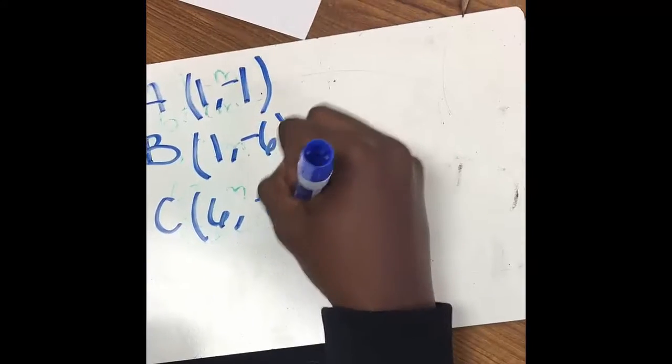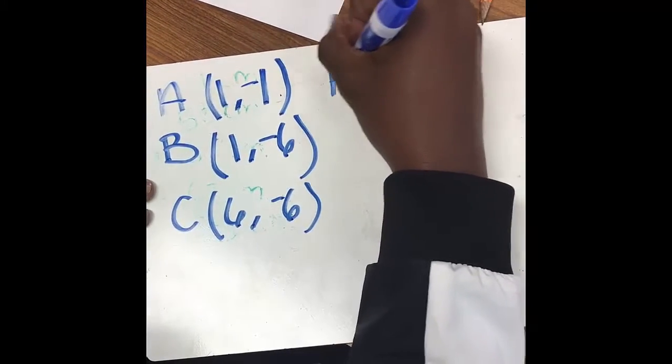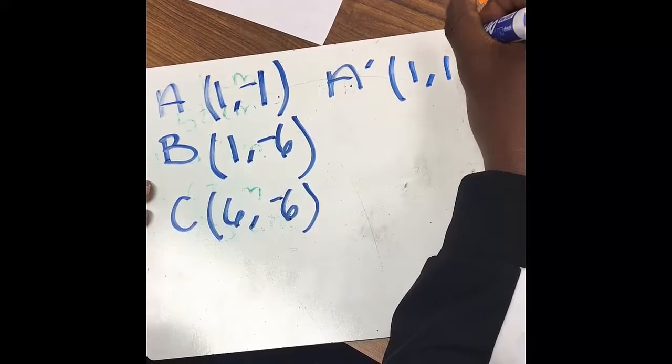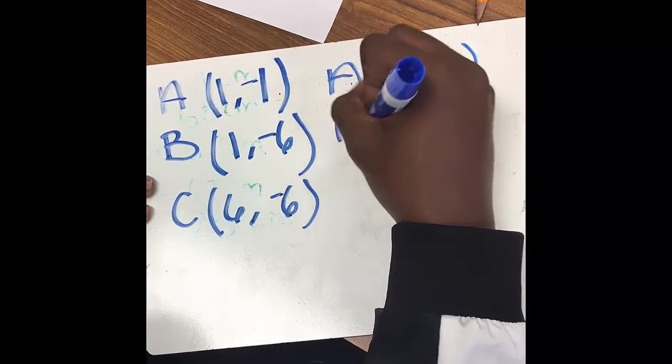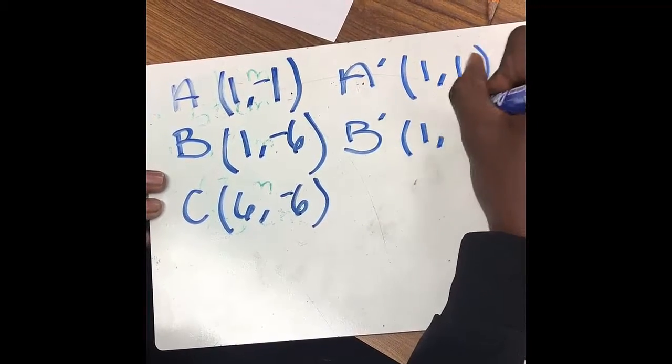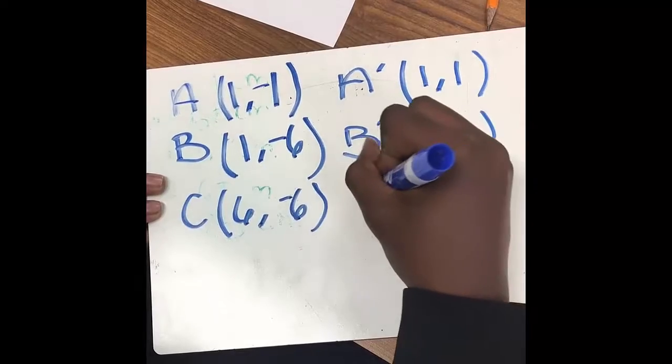Give us the points for your second one. Your 1 comma 1. 1, negative 6, and 6, negative 6. I mean 6, positive 6. Okay. The B is positive. The negative 6. Like that?